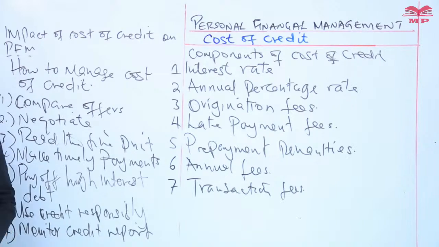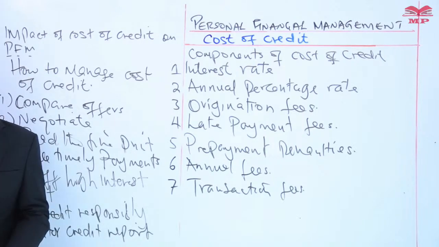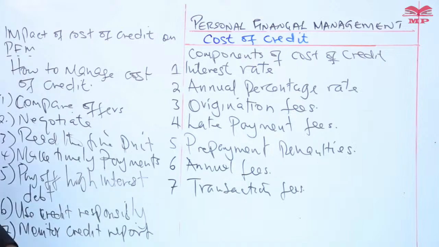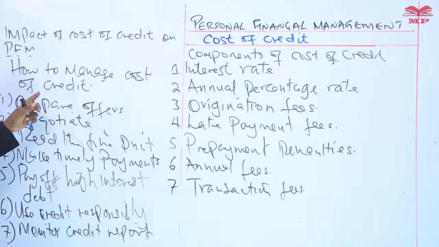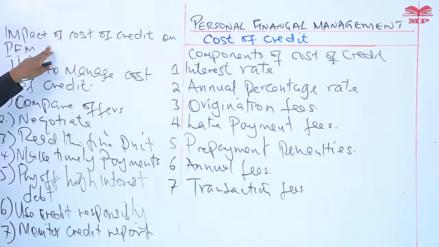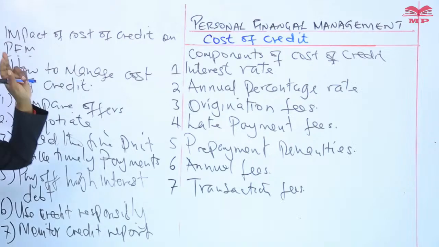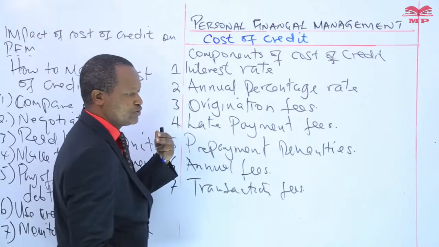So that marks the end of the lesson. We've studied the various components of cost of credit and some of the ways in which to manage cost of credit so as to deal with the impact of cost of credit on one's budget and financial goals. We said that high interest rates and hidden fees can lead to overspending and debt accumulation, and also financial stress.